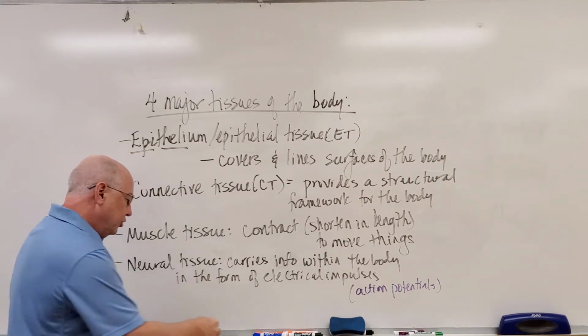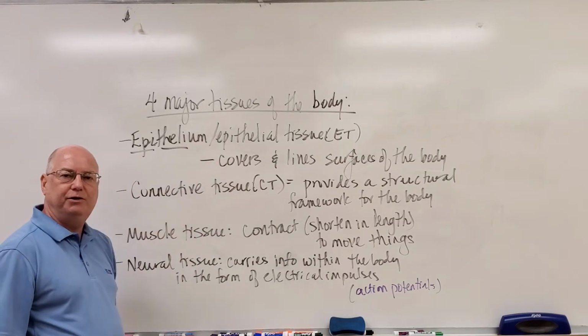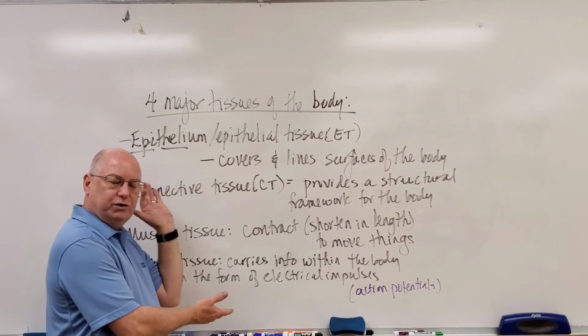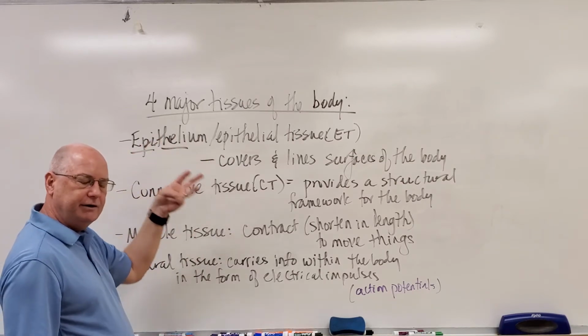So listen, you guys need to know the 4 major tissue types, and you should be able to list them right off the top of your head. It's a famous biology question. Which of the following are the 4 major tissue types? Epithelium, connective, muscle, and neural.